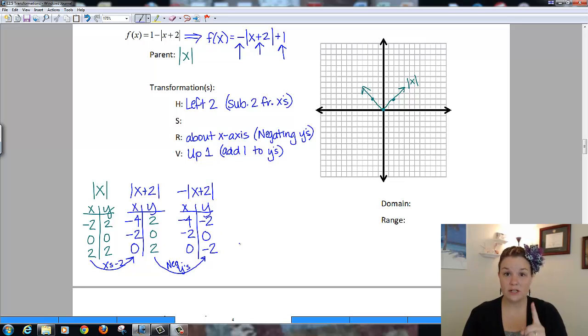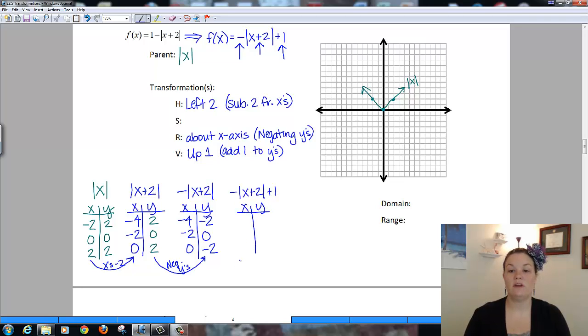Okay. And I have one more transformation. My last one is to move my picture up 1. So now my function looks the way I need it to be once I add on that plus 1. And to move it up 1, I now just need to add 1 to my y's. So I'm going to do y's plus 1. Again, my x's stay the same from the previous xy table. So negative 4, negative 2, 0. When I add 1 to my y's, negative 2 plus 1 is negative 1. 0 plus 1 is 1. Negative 2 plus 1 is negative 1.